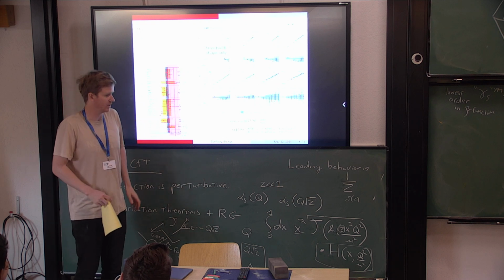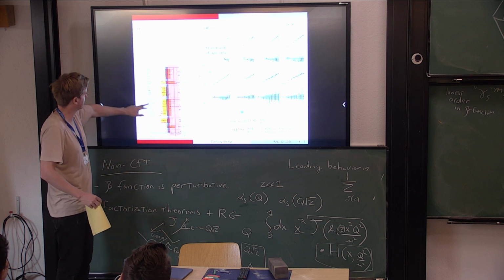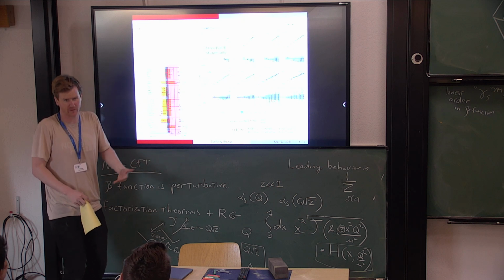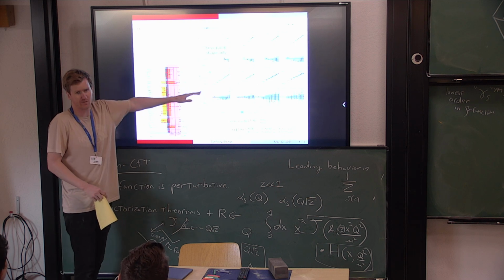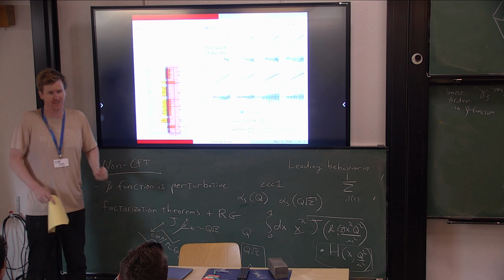And so for these extractions of alpha S, you have to put in renormalons, and you have to get into that level. If you go a little bit more precisely than this, you have to really start worrying about this.